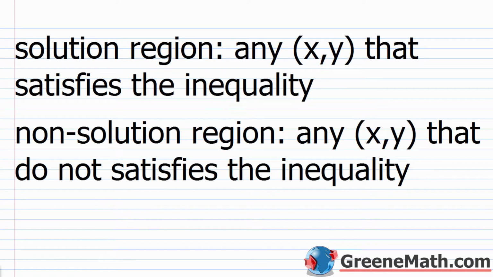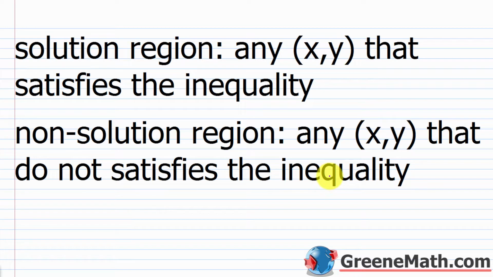When we talk about graphing a linear inequality in two variables, the coordinate plane is going to have three distinct regions. The first region is the solution region, where any ordered pair x, y satisfies the inequality. The next is the non-solution region, which is any ordered pair that does not satisfy the inequality. So you have two separate regions.